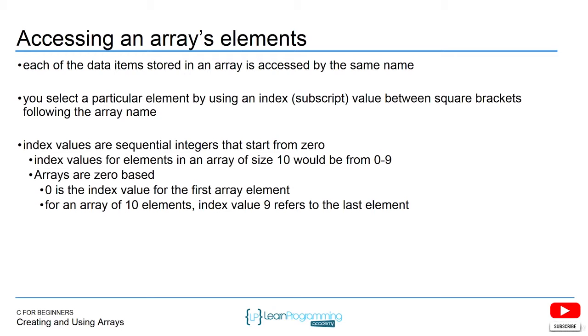0 is going to represent the first array element, and 9 is going to refer to the last element in an array of size 10. So you have to understand this concept of zero-based arrays. Intuitively, you might think, oh, I want to access the first spot in the array, okay, I provide index 1. No, because they start at 0.